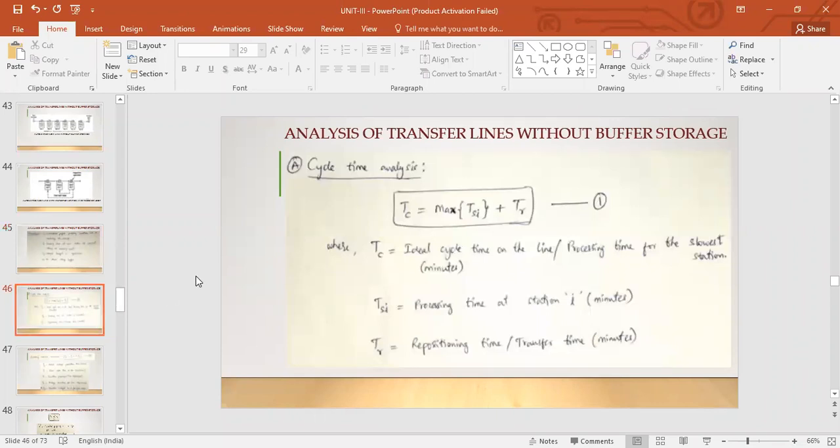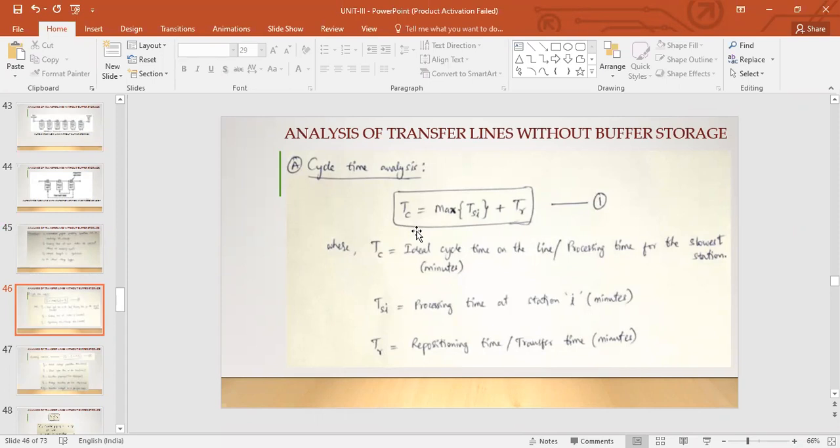Okay, we'll see a problem that will get you to understand what it means. It will get you an idea of what actually these terms mean. I'll explain that also meanwhile. Okay, so we are considering the cycle time analysis. Basically, what are the times involved, technical terms.